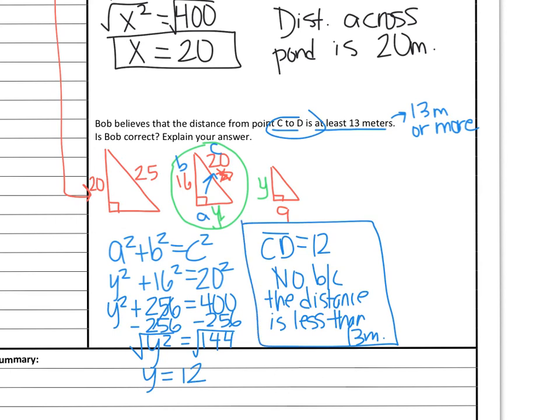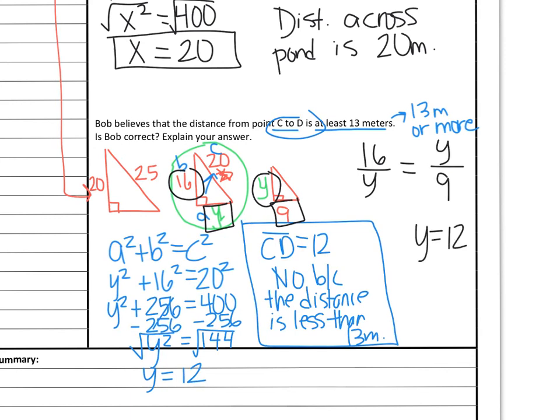And again, you could have used a proportion for this one. So we could have set up 16 over y equals y over 9 using the small and the medium triangle. And if you did that, you would actually end up with the same thing as y is equal to 12. So multiple ways to do this problem. Okay, write your summary, give me a couple sentences there, and go ahead and try some practice problems.